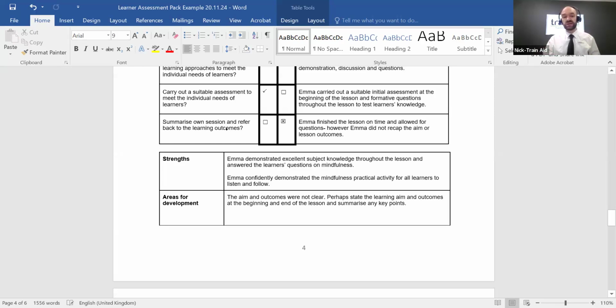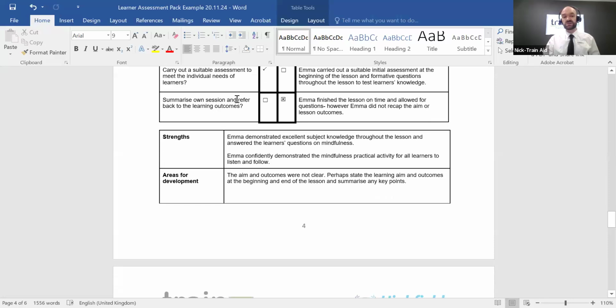The final question is, did the learner summarize own session and refer back to the learning outcomes? I put no. Emma finished the lesson on time and allowed for questions, but did not recap the aim and objectives there. So I put no. I would like to see that in her future teaching practice.